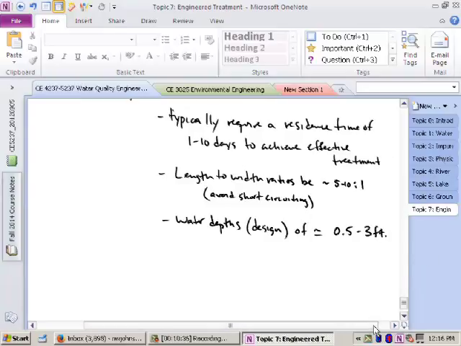If it gets a lot deeper than this, well, the right type of vegetation won't grow. And slopes are typically less than 0.5%.